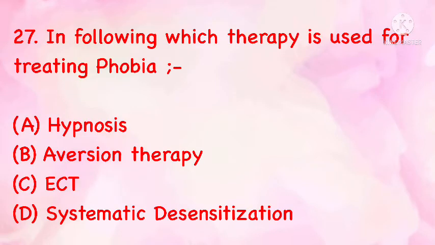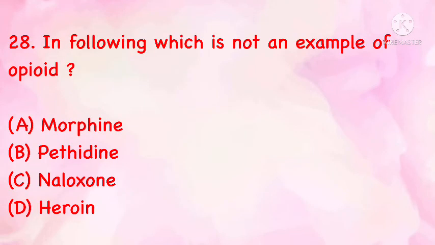Which therapy is used for treating phobia: hypnosis, aversion therapy, ECT, systematic desensitization? The correct answer is D. Systematic desensitization. Which of the following is not an example of opioid: morphine, pethidine, naloxone, heroin? The correct answer is C. Naloxone.